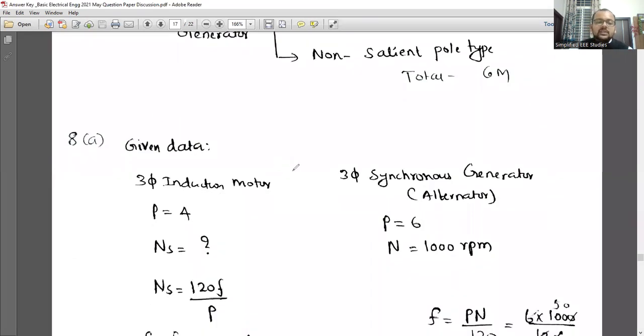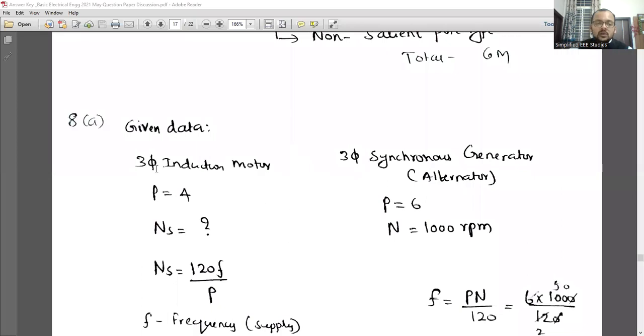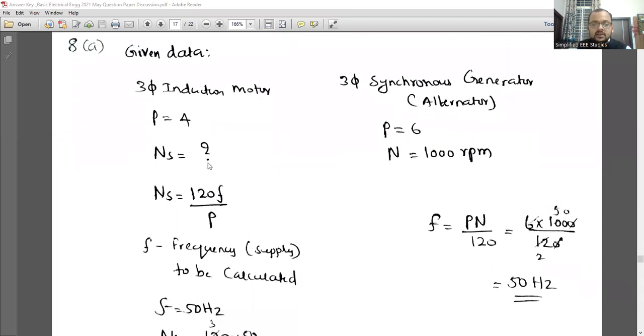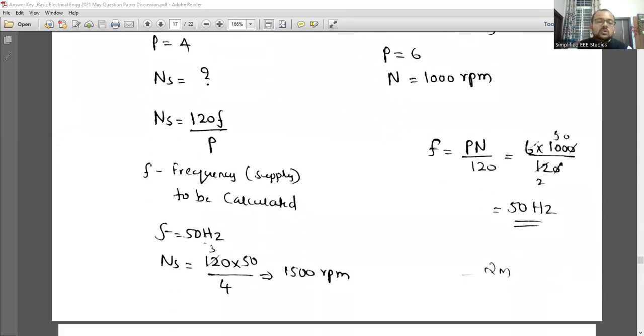What I have done is I made 2 columns. First column, 3-phase induction motor. Second column, I have written 3-phase synchronous generator, which is also known as alternator. Now the synchronous speed of the alternator needs to be calculated. What is the formula of synchronous speed? Ns equal to 120 f by P.